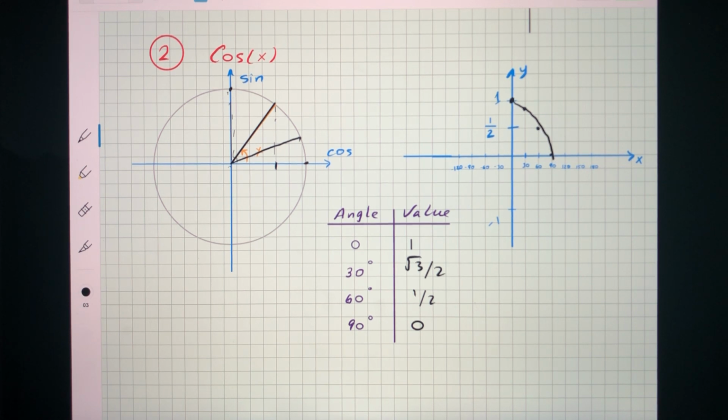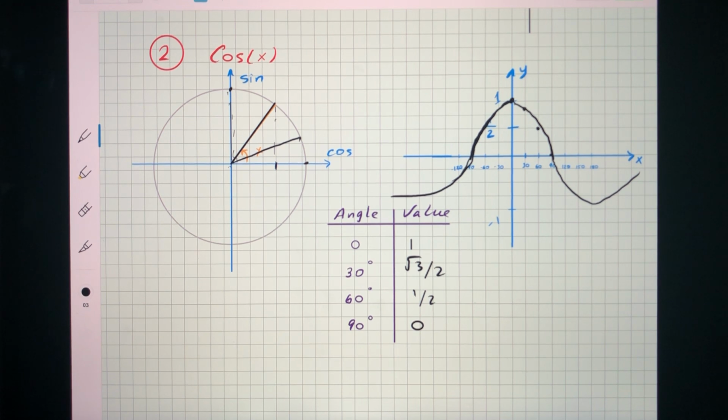On the negative side, it will repeat exactly the same values and come out this way. To the negative 90, I'm sorry. It goes to the negative 90, it'll be at 0. And then the picture will continue as a wave in both directions, just like the sine did.